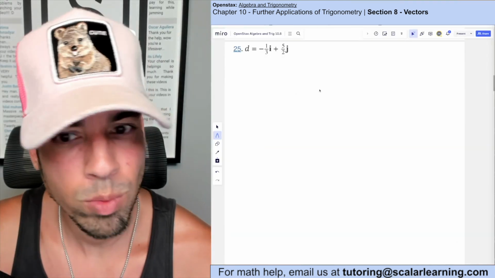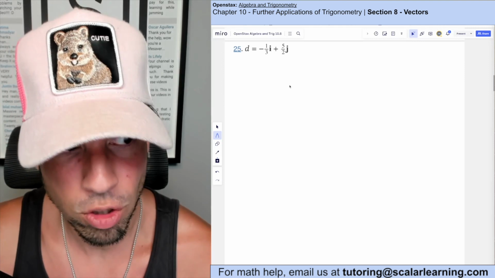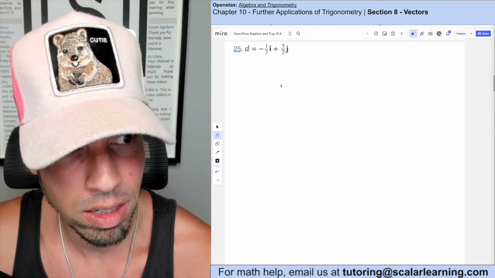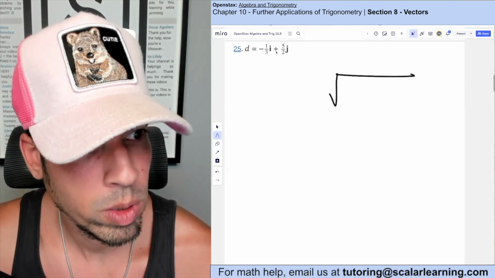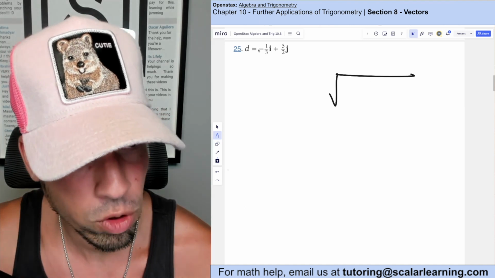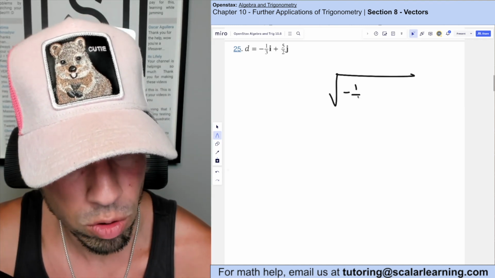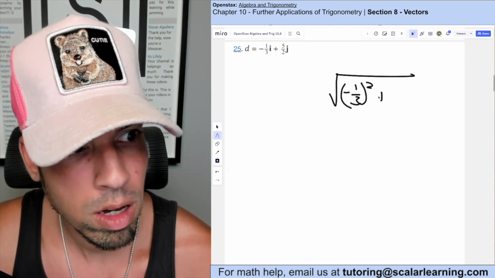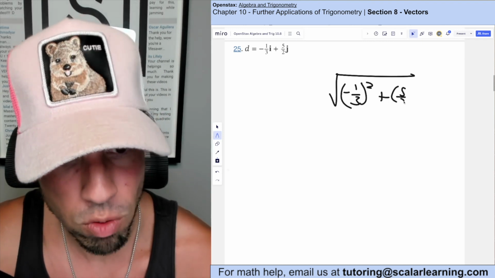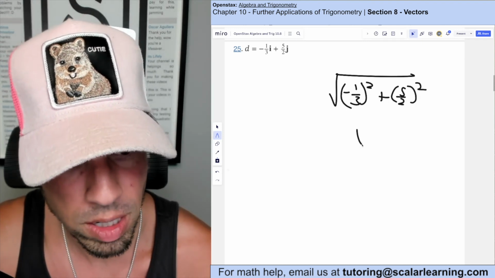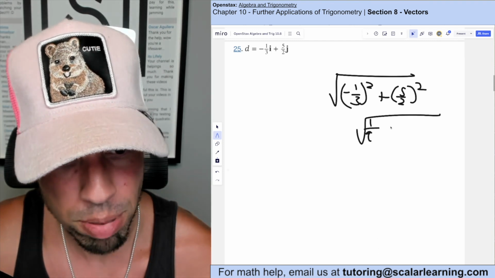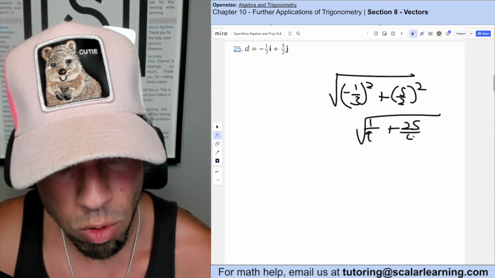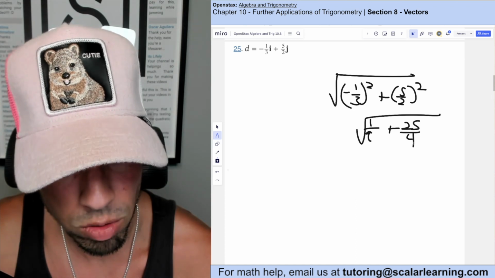Done. So for this one, we first have to find the magnitude of this vector in order to get the unit vector. So to get the magnitude, we take the square root of this first coefficient, negative 1/3 squared, plus the second one squared, right? 5 over 2 squared. All right, let's simplify that. So this is 1/9 plus 25 over 4. To get common denominators, let's go with 36.